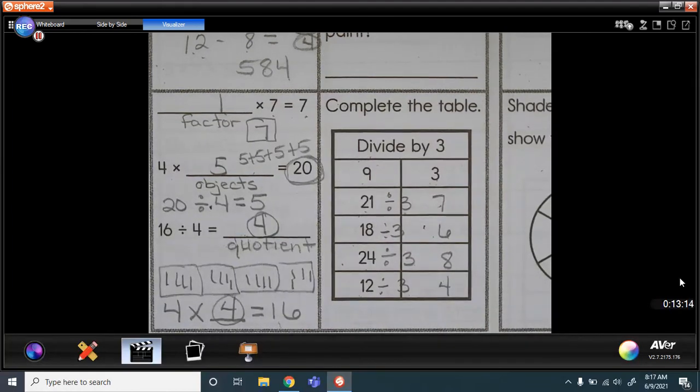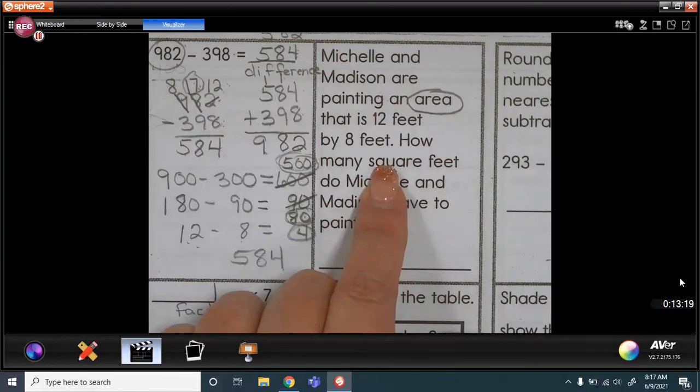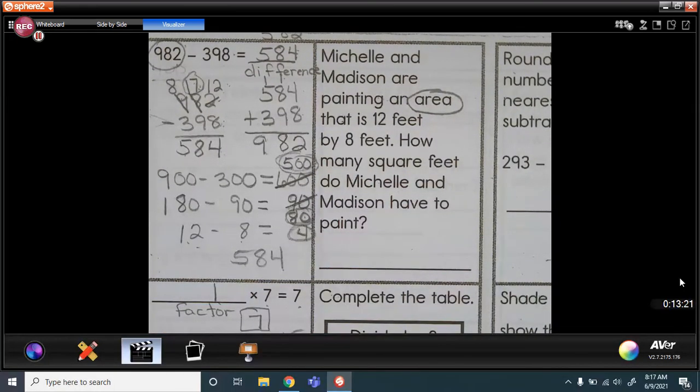All right, don't forget to go back and find the perimeter of this area, of this rectangle that we created for Madison's and Michelle's painting.